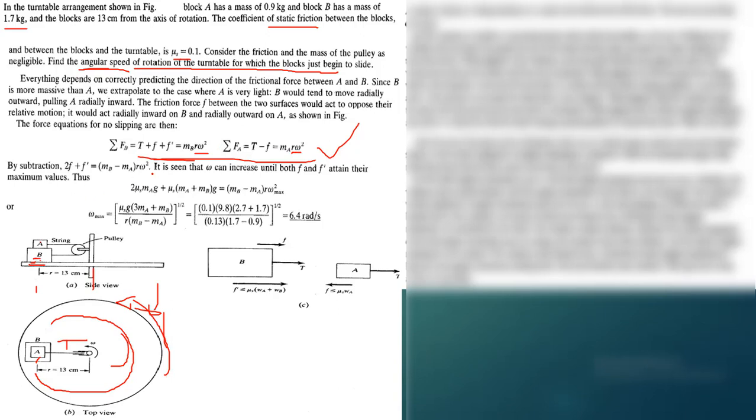So tukisolve sasa hapa tuangalie what do we have. Hatuna tension. Okay, we have the friction forces, because friction force tunajua ni sawa na coefficient of friction times normal reaction. So friction force between A and B itakuwa ni sawa na coefficient of friction times normal reaction. So you can see that the normal reaction hapa ni weight ya A. Okay, so friction force between A and B is as a result of normal reaction due to A.